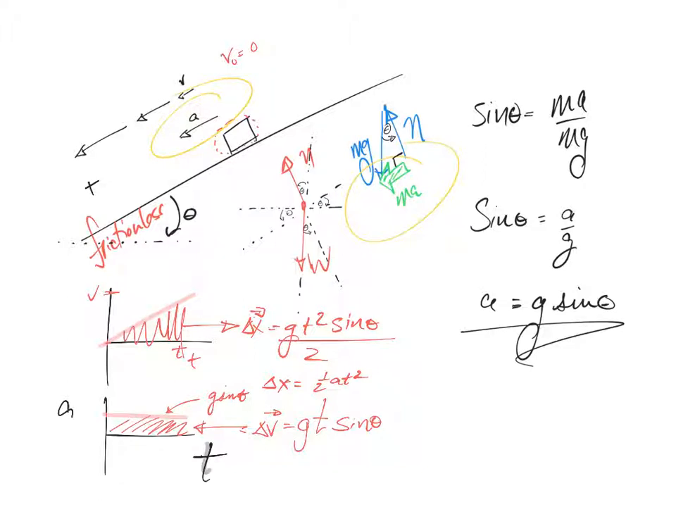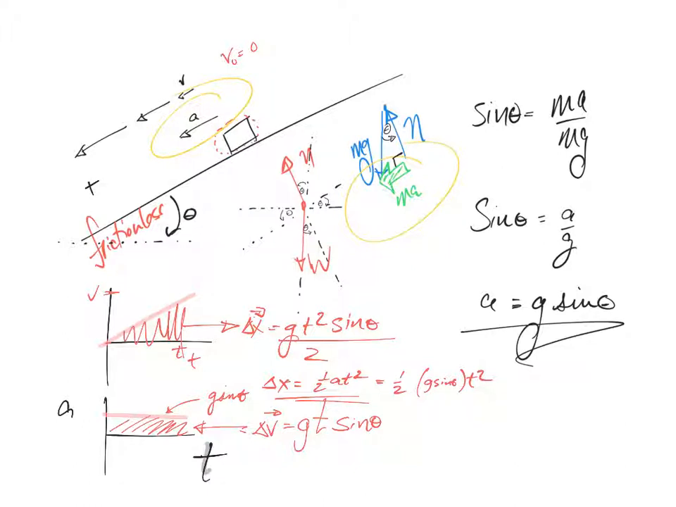Because g sine theta, I'll rearrange this to make it look better. This is 1/2 g sine theta t squared, right? That's the same thing. So that's simply 1/2 a t squared. Anyway, hope that helps, and this is just a basic Newton's second law type problem.